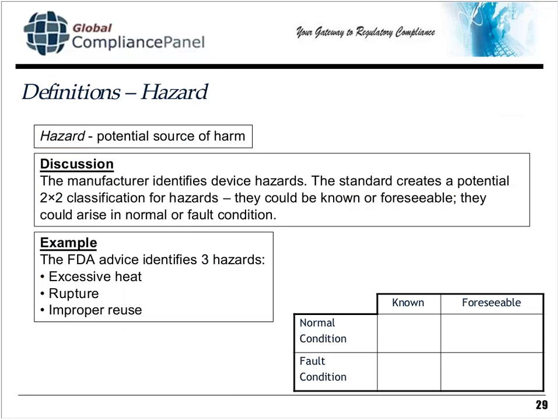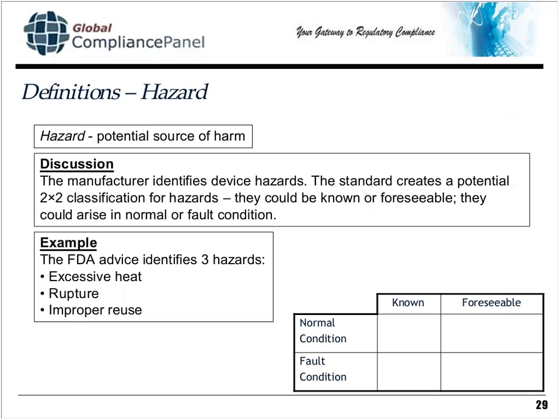Now, here's the definition of a hazard. It is a potential source of harm. So what this means is something could go wrong. And so the manufacturer is going to identify device hazards, and they're going to do them in normal and fault conditions. And they're going to identify known and foreseeable. Now, what's really important here is that many people get confused and think that they should be analyzing only fault conditions. But the device can cause a problem when it operates normally.